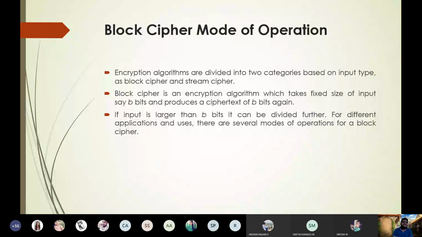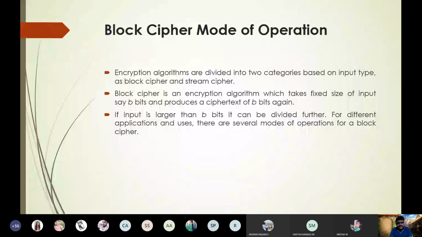We have some different kinds of operations using block ciphers. What are the different kinds of operations? We'll look into it. The first point: encryption algorithms are divided into two categories based on input, block cipher and stream cipher. Already we have discussed that for a stream cipher, I can take each and every bit individually for encryption. For a block cipher, I can take more than one bit of data for encryption. So these are the two types.